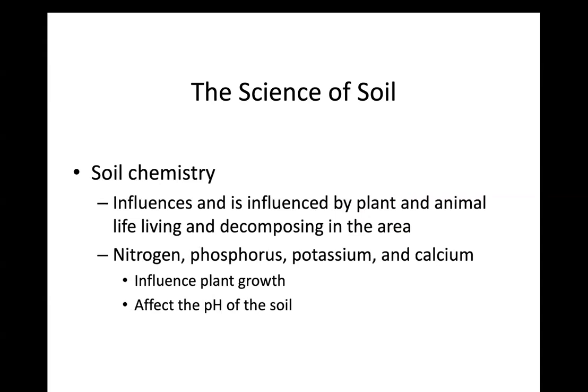Now, when we look at soil chemistry, this influences and is influenced by plant and animal life living and decomposing in the area. What we're going to find is nitrogen, phosphorus, potassium, and calcium. They will influence plant growth, and they will also affect the pH of the soil.